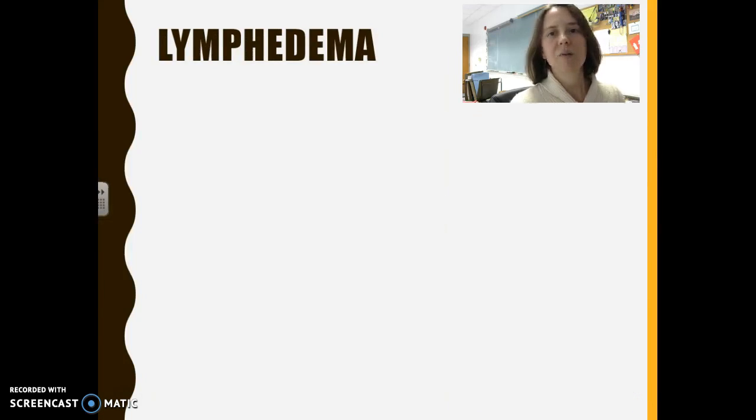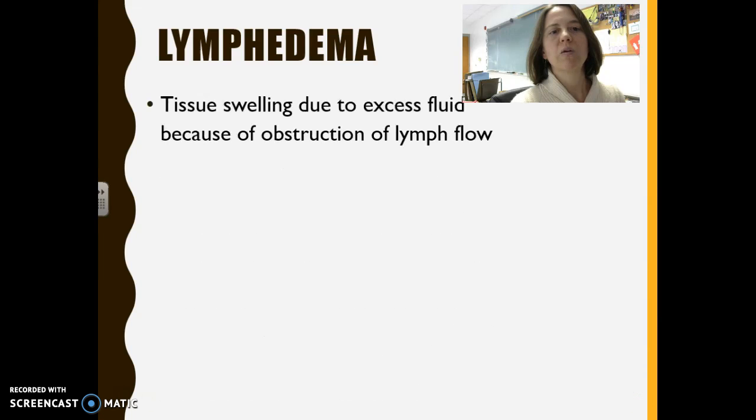A second lymphatic system disorder is lymphedema, which is tissue swelling due to excess fluid because of obstruction of the lymph flow. As we know, the lymph vessels are important for bringing the fluid all the way back to the blood, and if it doesn't bring it back, it stays in the tissues.